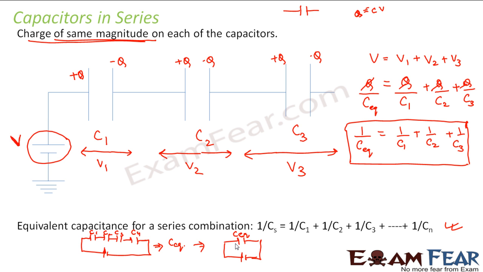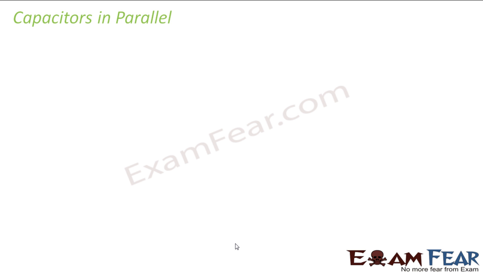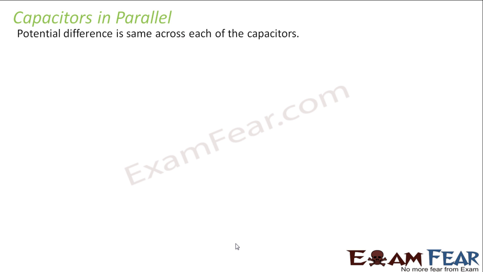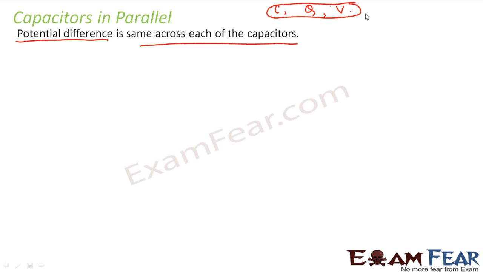Now let us look at the capacitors in parallel. What do we mean by parallel combination? Capacitors are said to be in parallel combination if the potential difference is the same across each of the capacitors. See, there are 3 measurable quantities for a capacitor: the capacitance, the charge on the capacitor, and the potential difference across the capacitor. Now, if your charge is the same, your potential difference has to be different so that your capacitance is different. If charge and potential difference both are the same, then your capacitance will also be the same.